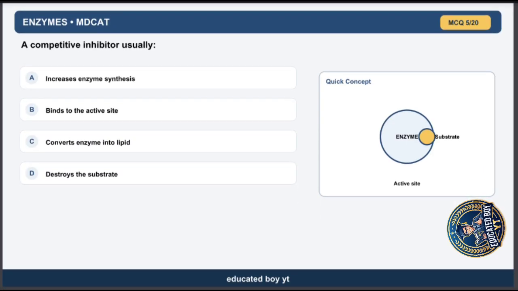Question number 5. A competitive inhibitor usually: option A, increases enzyme synthesis; option B, binds to the active site; option C, converts enzyme into lipid; option D, destroys the substrate. Right option is option B. Option B is correct.